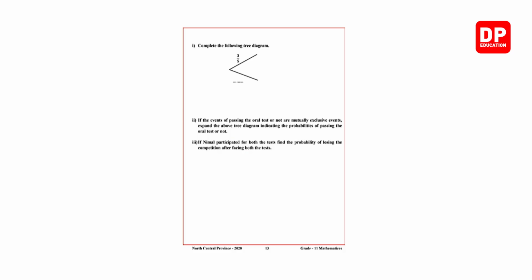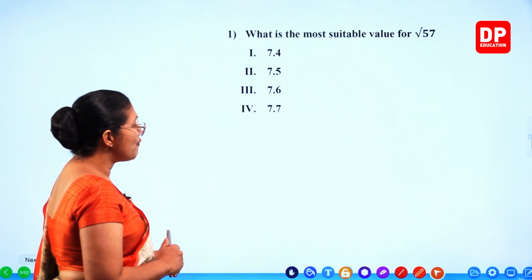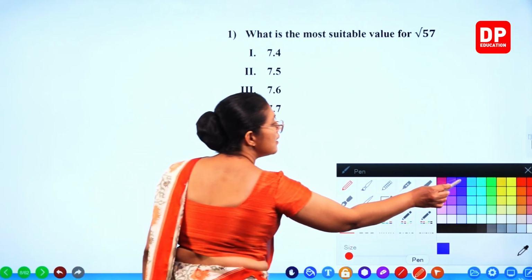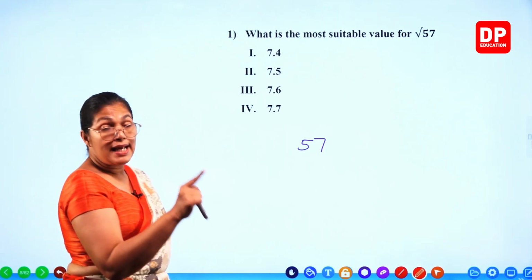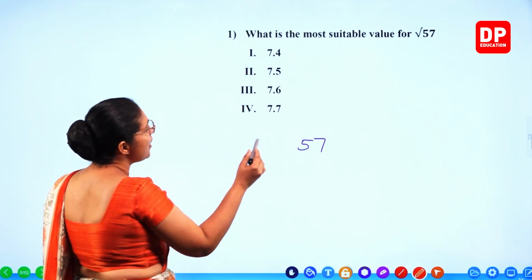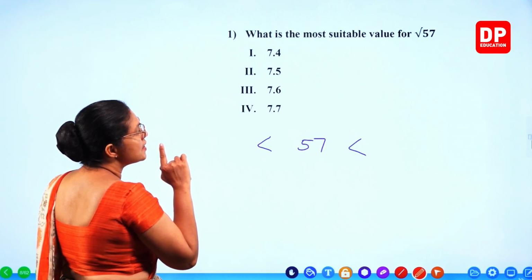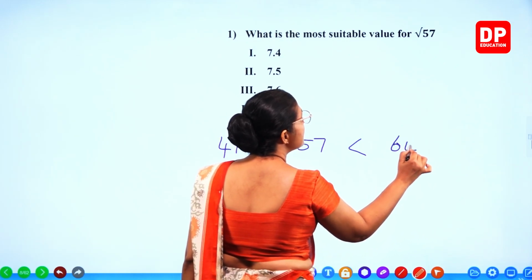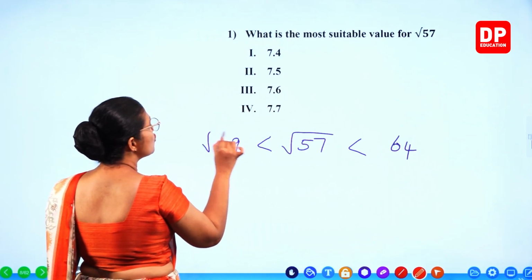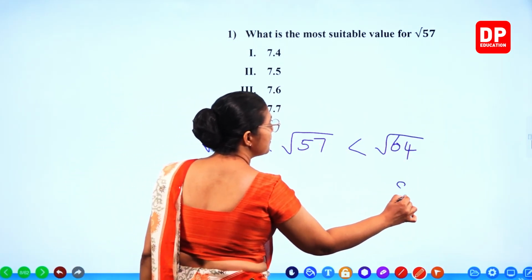This is the part 5, last part. Question number 1, what is the most suitable value for root 57? So how do we find that? We can use the square numbers. What are the square numbers in between 57? 8 times 8 is 64, 7 times 7 is 49. So 57 is in between these 2 values. When you take the square root, you can see that it's in between 7 and 8.